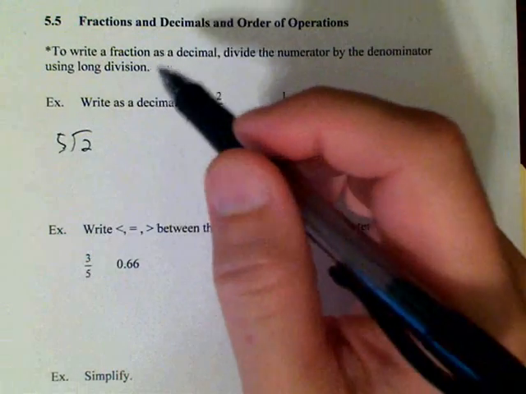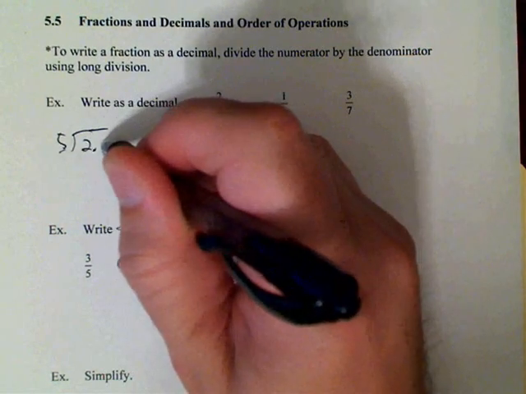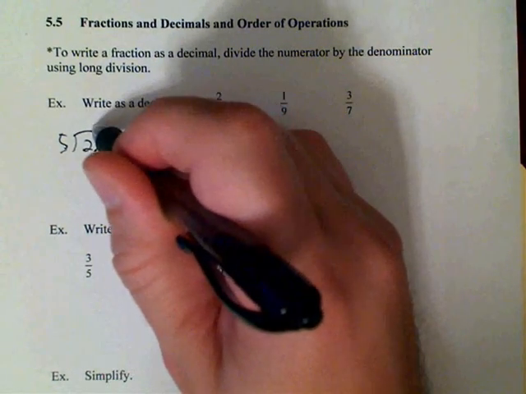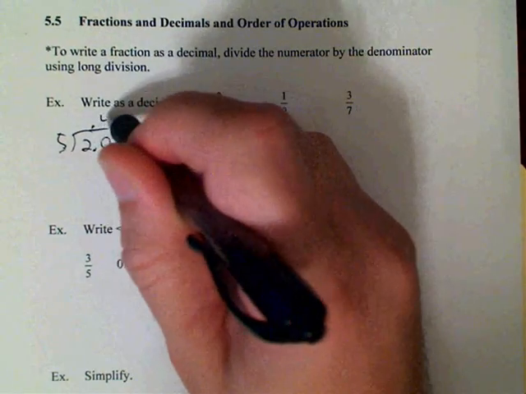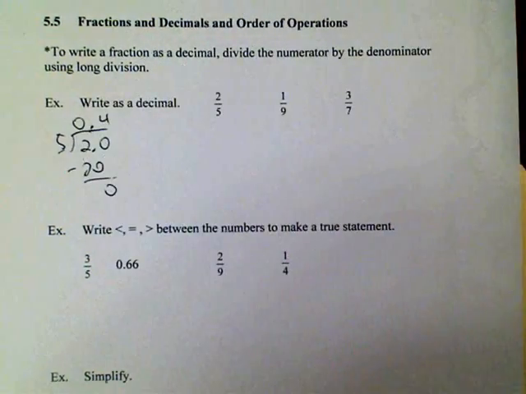So the 5 goes on the outside. Of course, 5 won't go into 2, so we throw in a decimal and then a 0. Bring the decimal straight up. 5 goes into 24 times, and 4 times 5 is 20. Subtract, we get 0, and we're done.